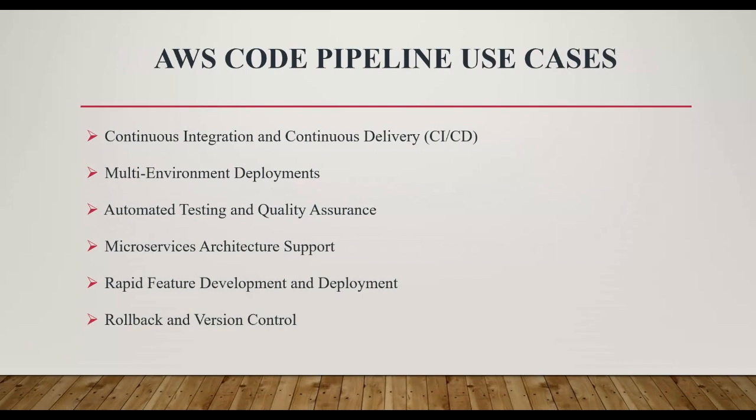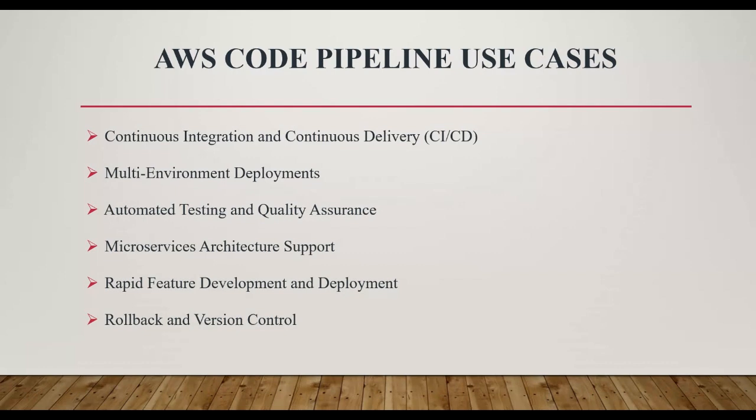The next is CodePipeline use cases. It's continuous integration and continuous delivery, multi-environment deployments, automated testing and quality assurance, microservices architecture support, rapid feature development and deployment, rollback and version control. So let's see one by one.